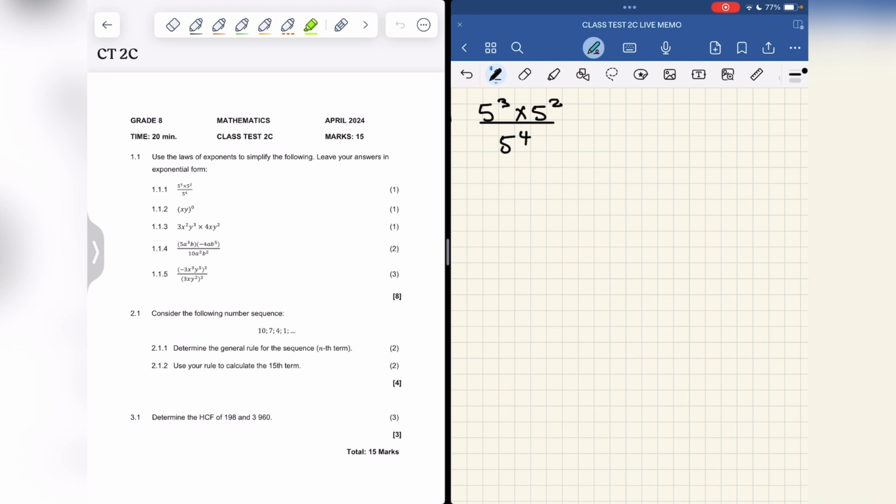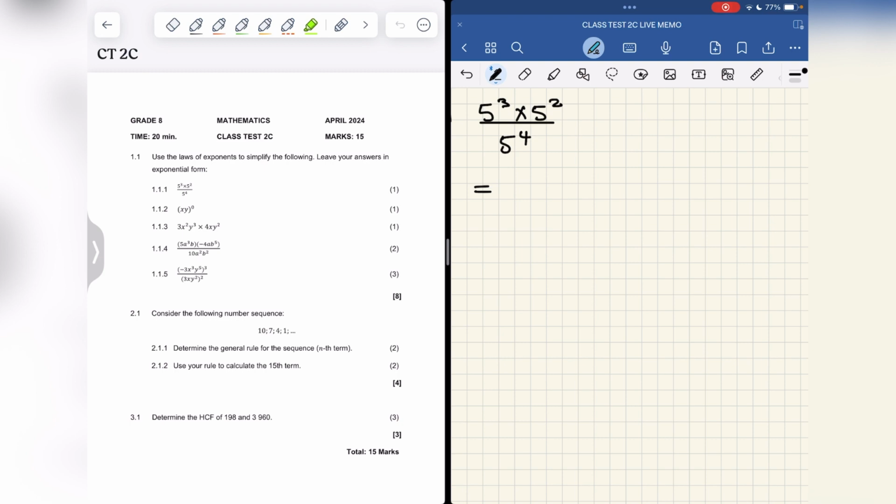So in 1.1.1 we have a fraction: 5 to the power 3 times 5 to the power 2, divided by 5 to the power 4. So like I said previously, when you are faced with a fraction, whether it's using laws of exponents or in algebra, you need to assess the numerator and denominator individually and see if you are able to simplify them individually before you start to divide. So the division comes last. The division then only happens when my numerator and denominator are simplified fully.